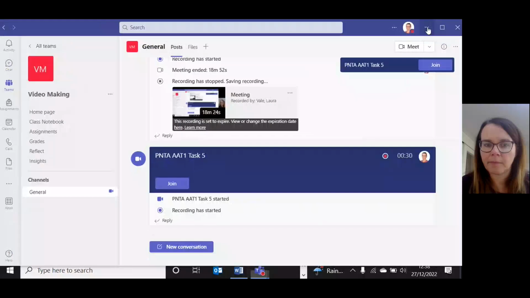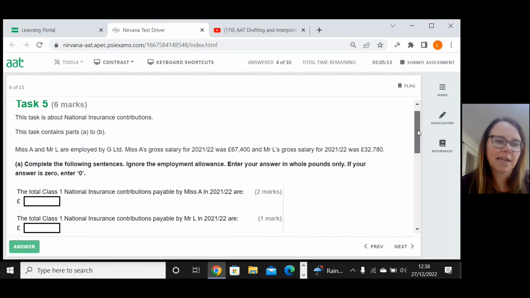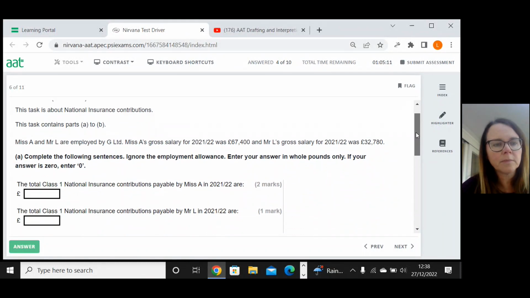Personal tax, AAT sample paper 1, task 5 coming up. So just a 6 marker, national insurance.